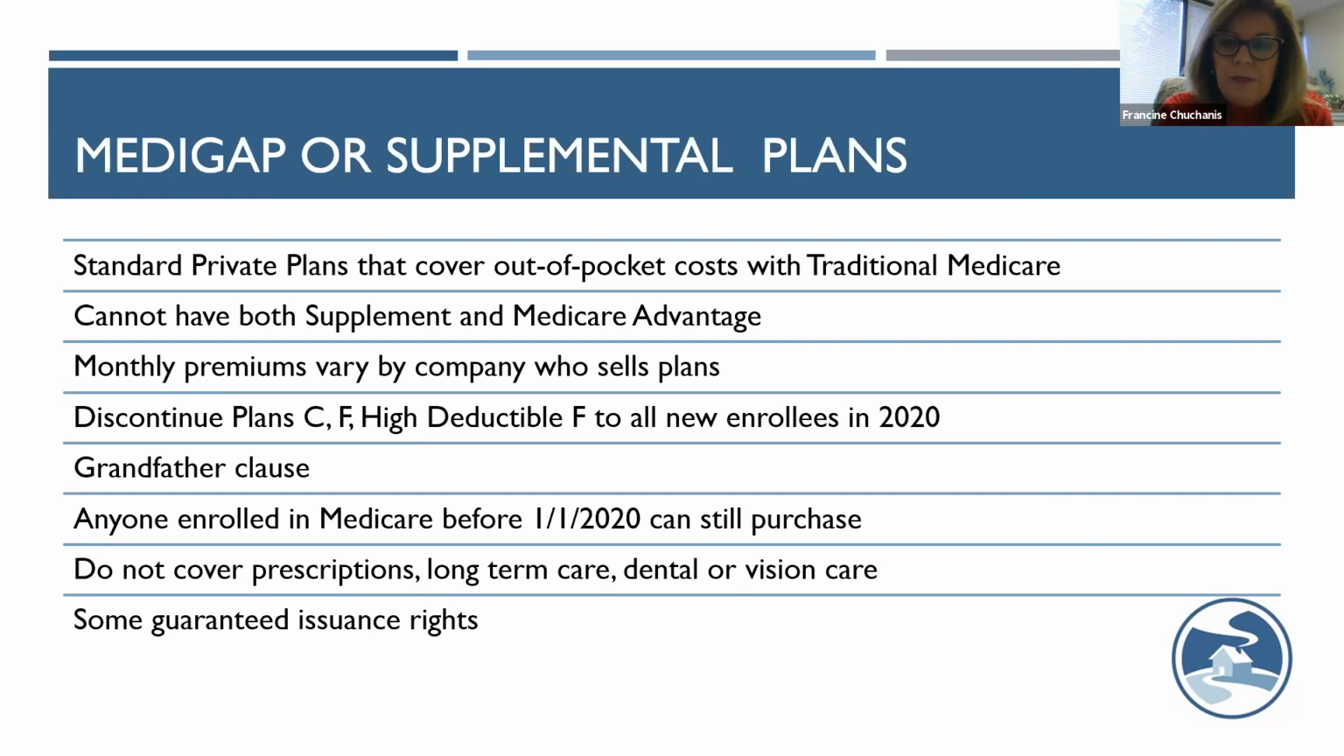There are monthly premiums for these policies, and the premium's going to be higher for the higher the coverage. However, there is a discontinuation currently of Plan C, the F high deductible, and F plan to any Medicare enrollee who enrolled in Medicare after 2020. For those of you who had one of these plans before that time, you are grandfathered in.